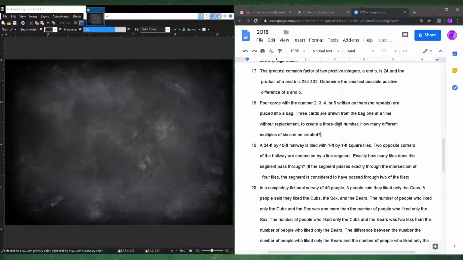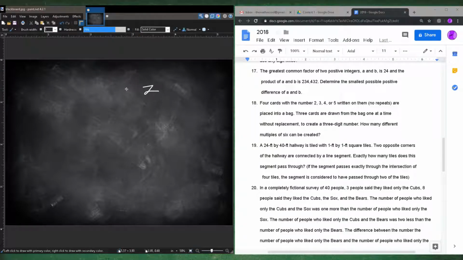Okay, since it has to be a multiple of 6, that means the number has to be even. Since the only numbers are 2, 3, 4, and 5, the only evens are 2 and 4. So the units digit has to be 2 or 4, right? So you have A, B, and then the units digit. Doesn't matter. So these are the only possibilities.